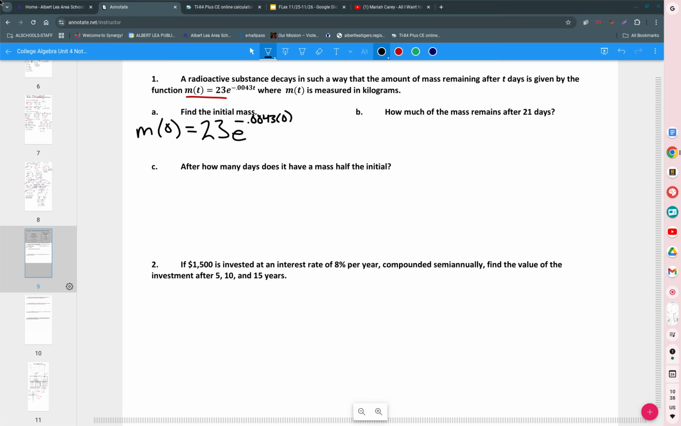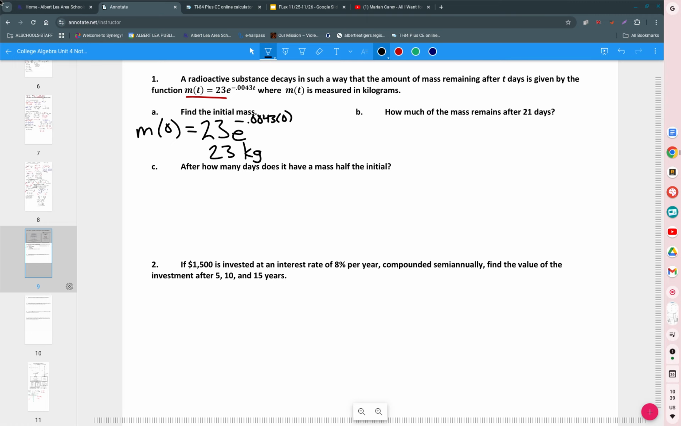And what is negative 0.0043 times 0? 0. And what is anything to the 0 power? 1. And what's 23 times 1? 23. So it starts out as 23 kilograms. That's the initial mass. Please don't get that wrong on the test. Drives me nuts. Okay. Everybody agree you can get that? Very good.